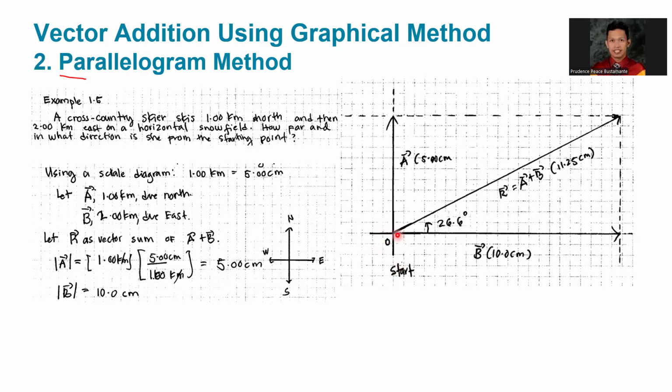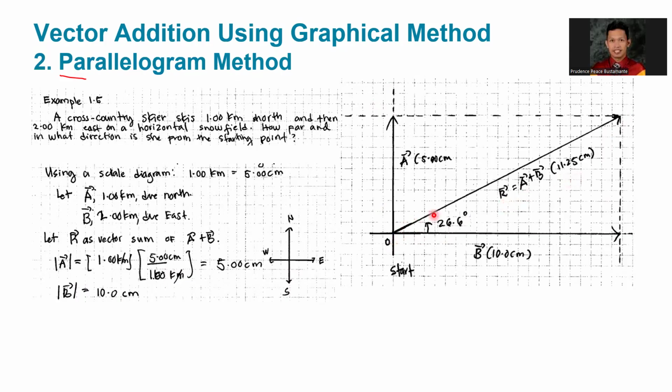Okay, from the start, you draw A in that direction, north. And you draw B in the east direction because it's going east. Okay. Then you draw a parallelogram. So this is equal to B here in magnitude, and also this is equal to A. So we form a parallelogram. The diagonal is the vector sum of A plus B.